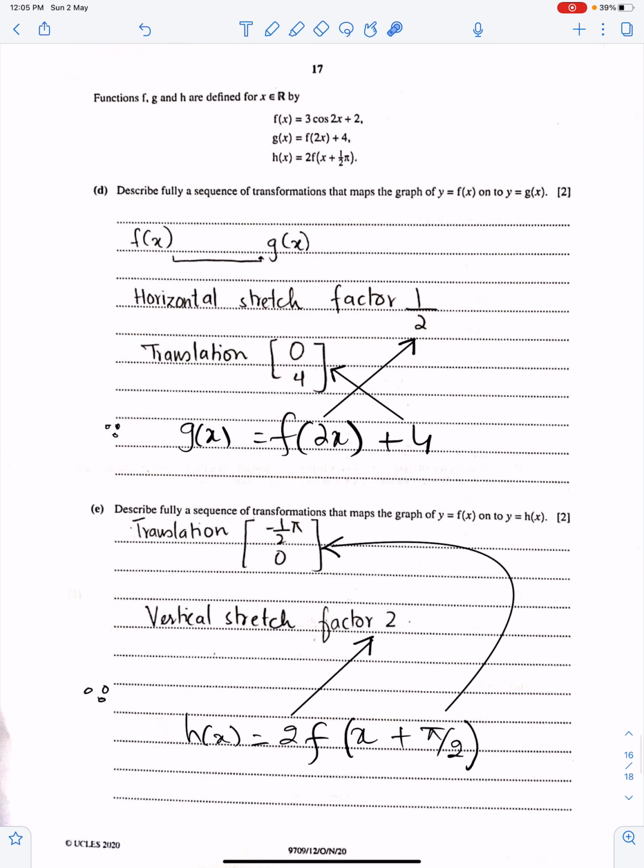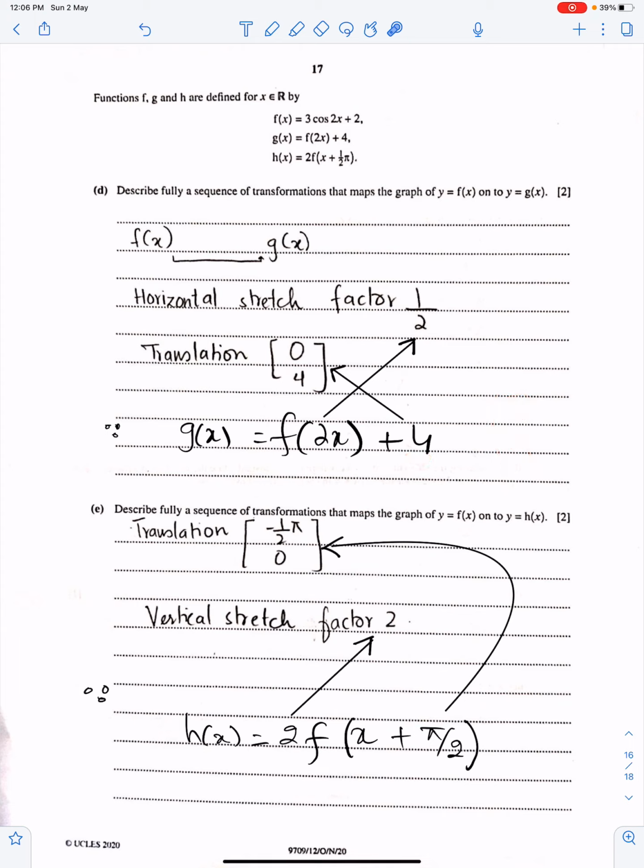The next part of this question, this is the function f of x, this is g of x, and this is h of x. Describe fully a sequence of transformations that maps the graph f of x onto g of x. You need to observe this very carefully. See, this 2 means horizontal stretch factor half. And this means vertical translation vector 0, 4.